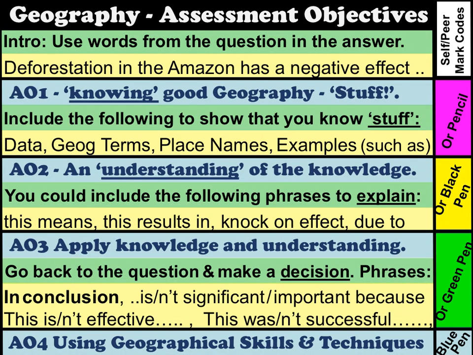As ever, assessment objectives, AO1, AO2, AO3. AO1, knowing good geography, so data, examples, place names. AO2, do you understand it? Can you explain it? So use phrases like this means that, this results in, a knock-on effect of this is, due to. And crucially, AO3, making a decision. So words like significant, important, effective, was it successful? They don't all fit in every sentence, but you'll pick one that fits best.